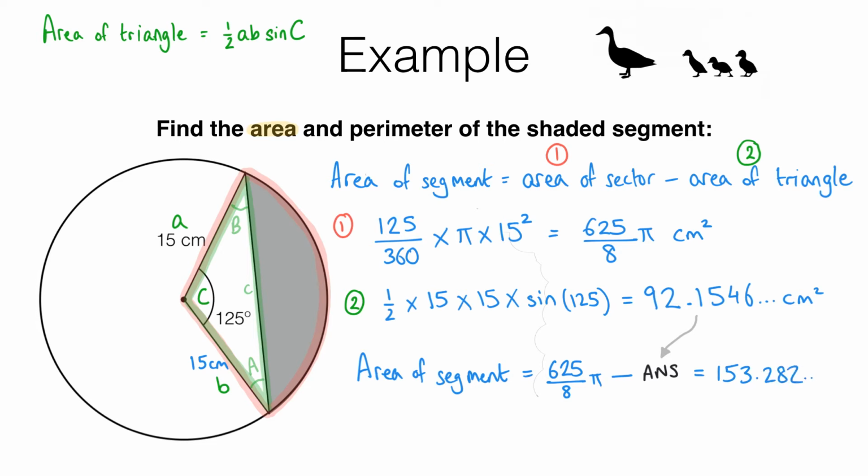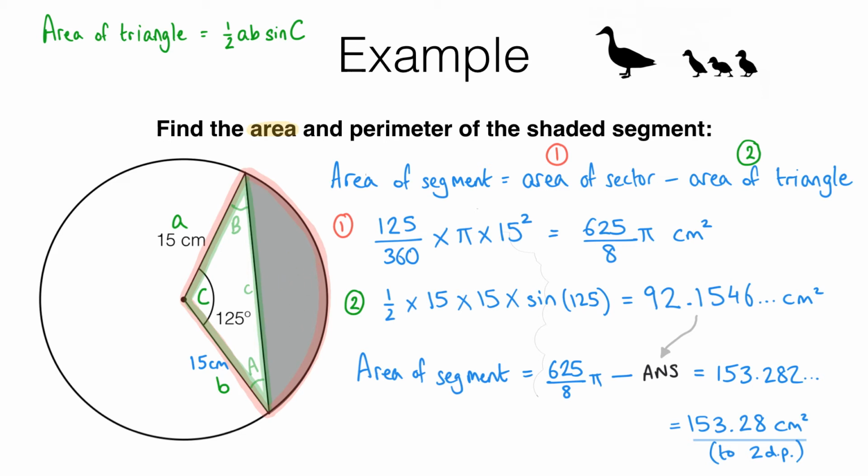Putting all of that into the calculator, I get 153.282 and some more digits there, and if I had to round that to 2 decimal places, I would get 153.28 centimeters squared. What we've done then is find the area of this shaded segment.